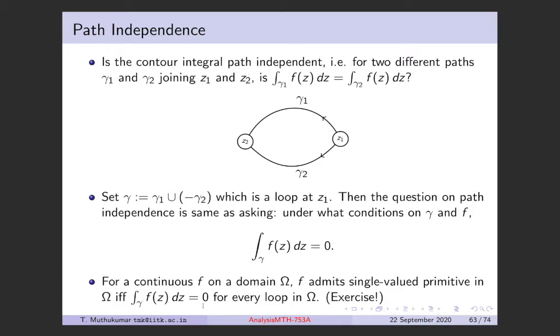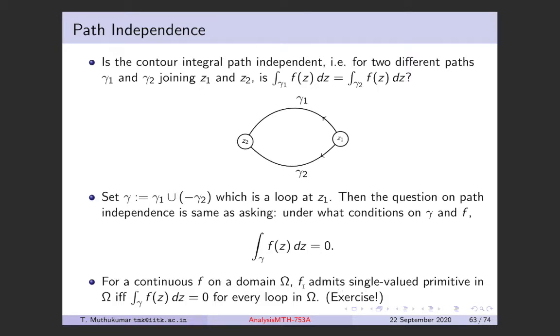Now we will take this further and we will see in this lecture that for holomorphic functions f, this is always the case under some conditions on the domain. For simply connected domains, holomorphic functions always admit a primitive and so on. We have seen this in some examples as well.